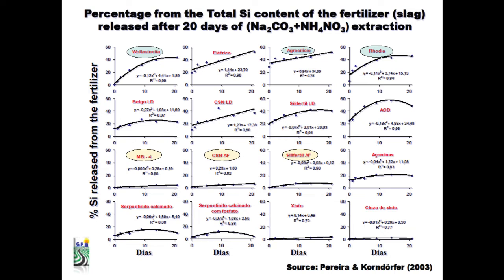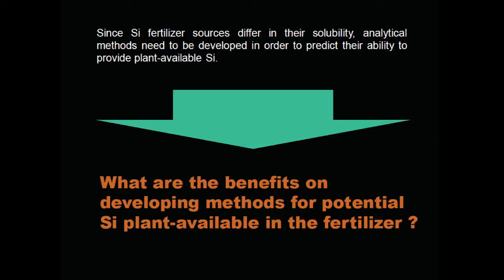This is another paper where we measured the percentage of the total silicon content of the fertilizer released after 20 days, using the sodium carbonate plus ammonium nitrate extraction. We can notice that some silicon sources have almost 50% available after 20 days in the solution. But most of the time there is no silicon available, even after 20 days of extraction. Since silicon fertilizer sources differ in their solubility, analytical methods need to be developed in order to predict their ability to provide plant available silicon.